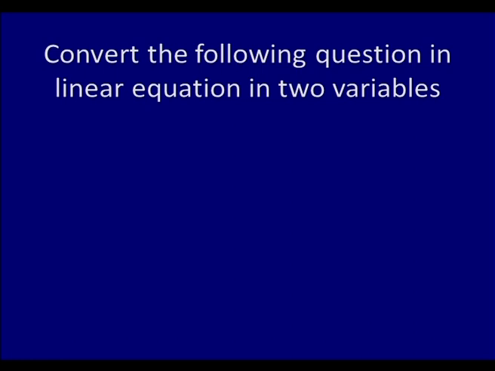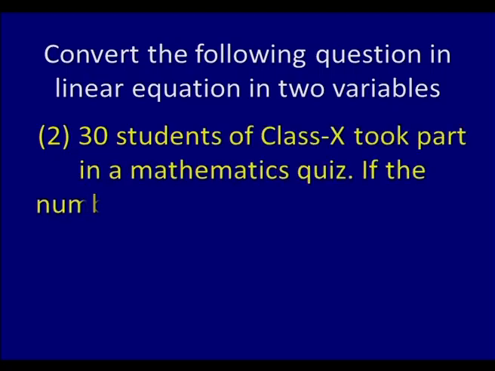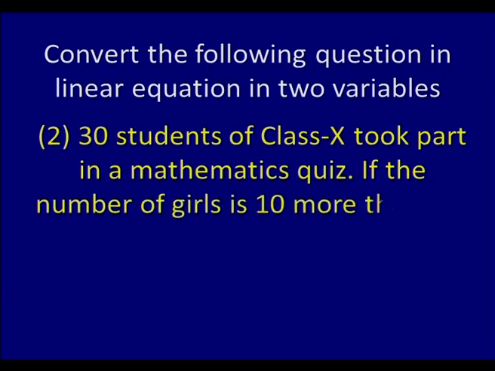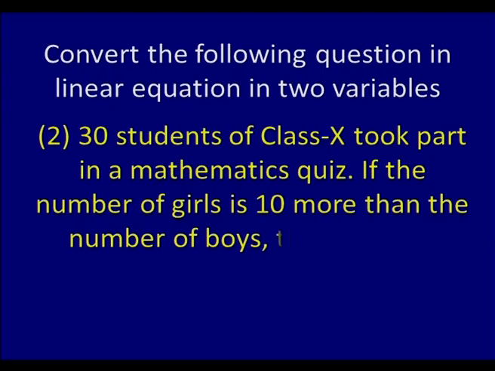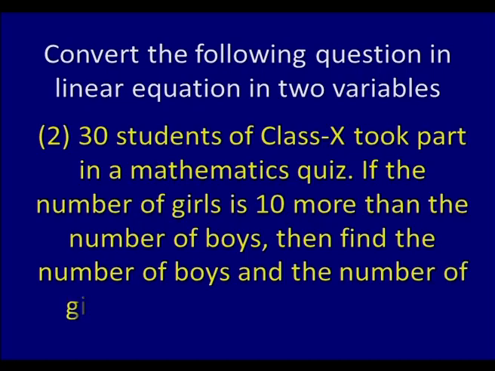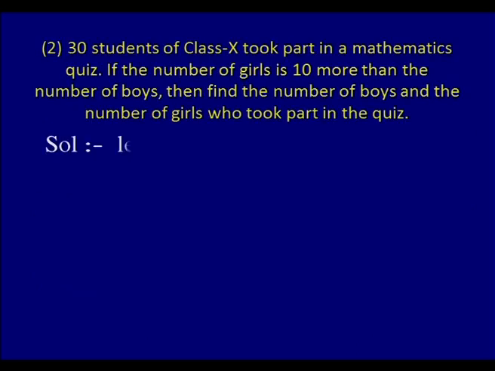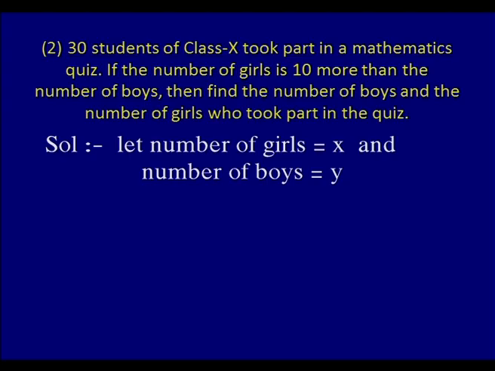Now, convert the following question into a linear equation in two variables. Second question: 30 students of class 10 took part in a mathematics quiz. If the number of girls is 10 more than the number of boys, then find the number of boys and the number of girls who took part in the quiz. If you observe the question, there are two situations. Solution: let the number of girls be x and the number of boys be y.